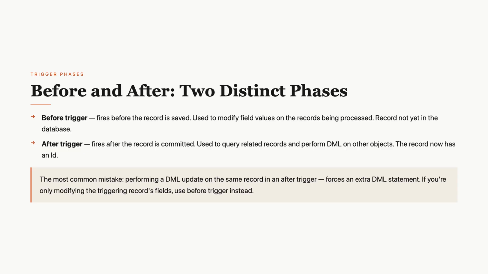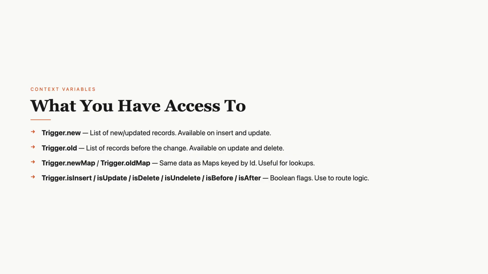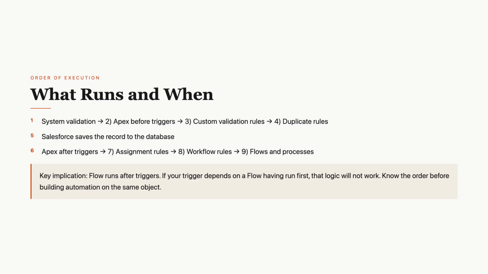Trigger.new is the list of records being inserted or updated in the current transaction. Trigger.old is the list of records in their prior state, available on update and delete operations. Both are lists, not single records. Even when only one record is being modified, the trigger receives a list. Additional context variables, trigger.newMap and trigger.oldMap, give you the same data in map form, ID to sObject, which is useful when you need to look up specific records by ID.